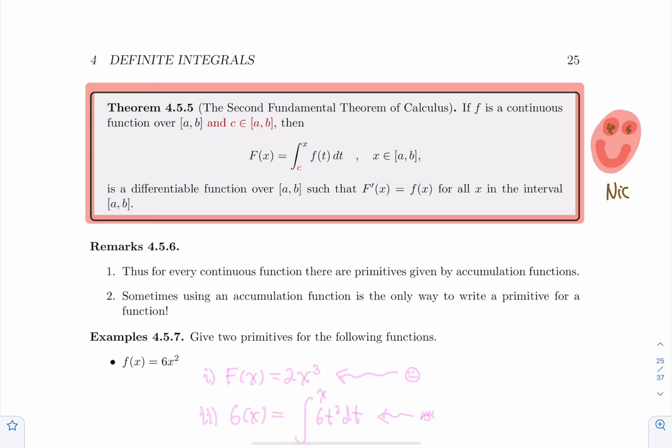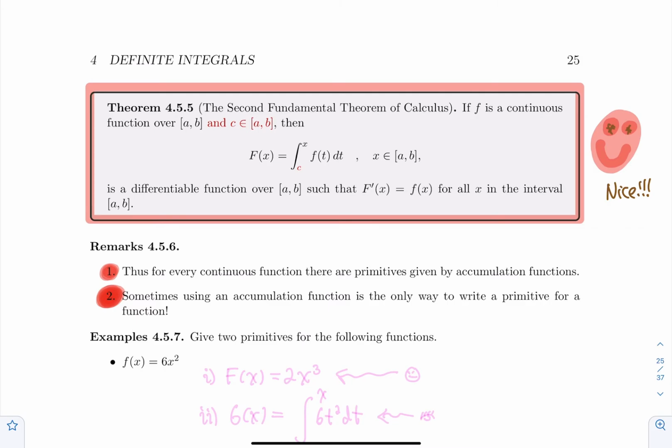So two remarks. I might be repeating myself, but they're very important. For every continuous function, those surface functions are examples of primitives. And the second remark here is the interesting one: sometimes the only way you can write down a primitive for a function is by using the notation of a surface function. So sometimes it's the only way.